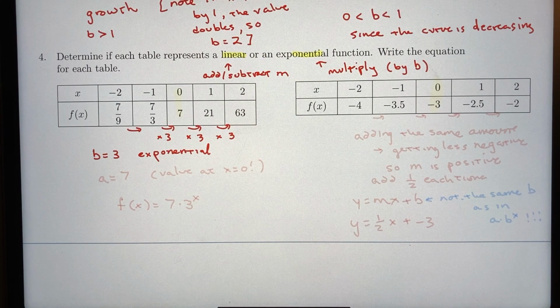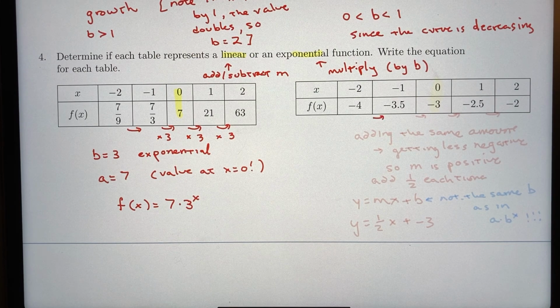So what is a? A is the y-intercept. What's the y-intercept? Okay, it's the value when x is 0, right there. So the function is f of x is 7 times 3 to the x.